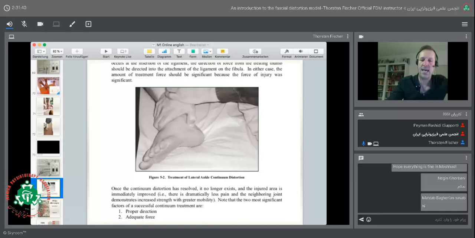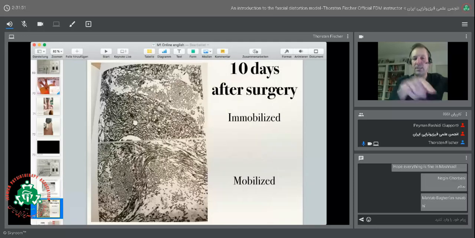And as you see here, that's from the original book from Dr. Tupaldos. You need a proper direction and an adequate force. And this is one of my students. She cut the ligaments of rabbits, and she did her dissertation as a medical doctor with the ligaments in rabbits. And this is after surgery. And watch this. The upper picture is immobilized. The below picture is mobilized. So what do you think if the patient will have an orthesis and crutches?